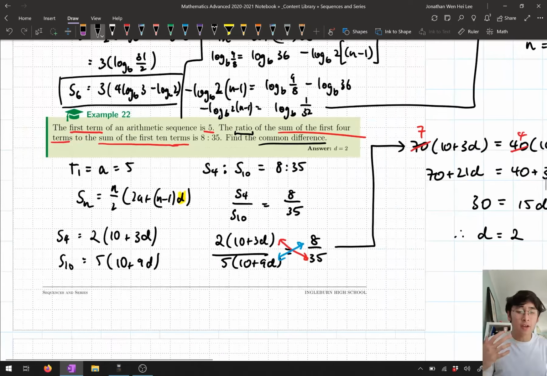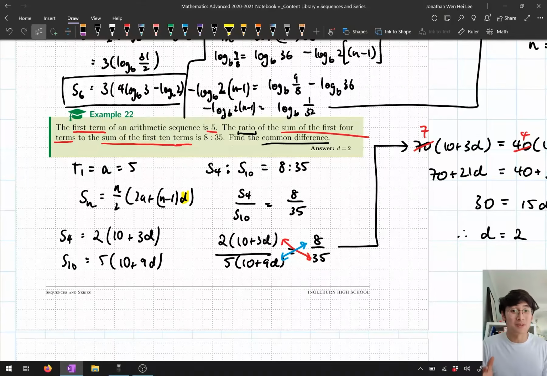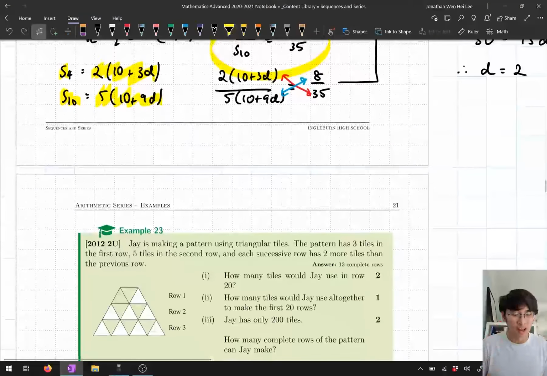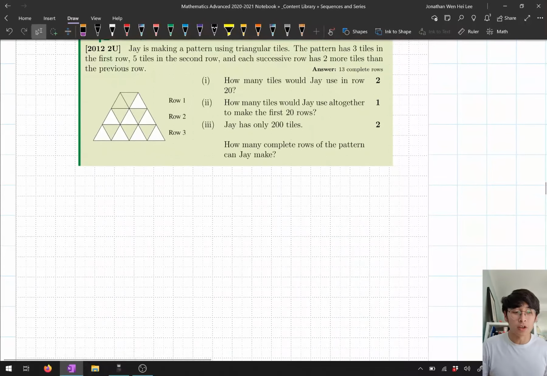So here we can once again use that partial sum formula to help me get an expression for S4, the fourth partial sum, and S10, the 10th partial sum, and using that help me answer this particular question here. Okay, I'm going to go through one HSC question because this video is going quite a bit longer than we usually do.